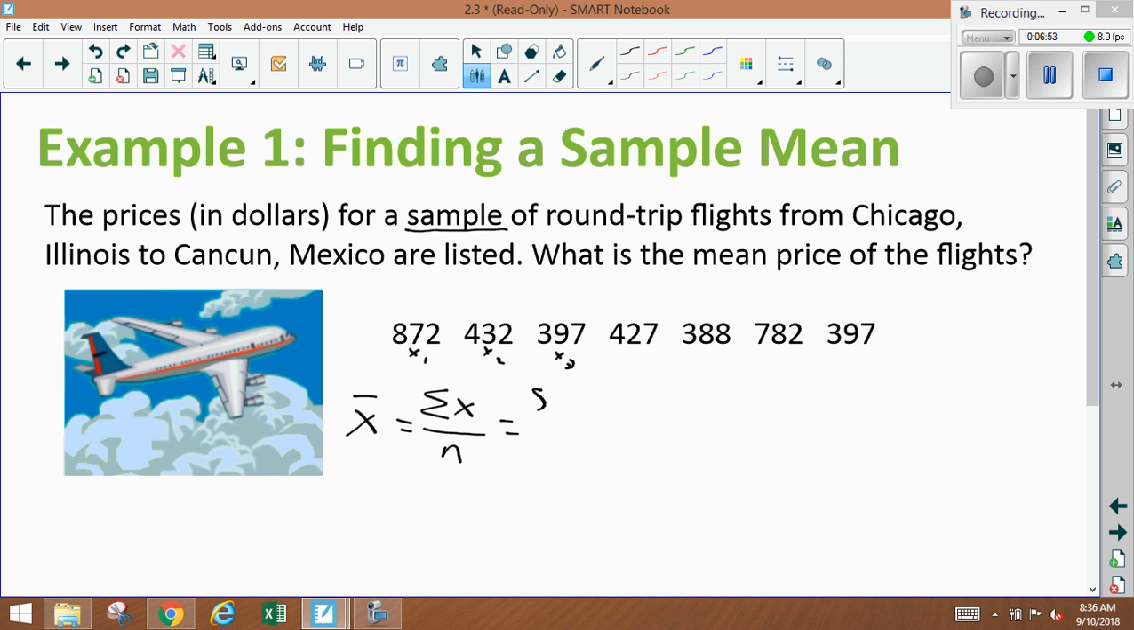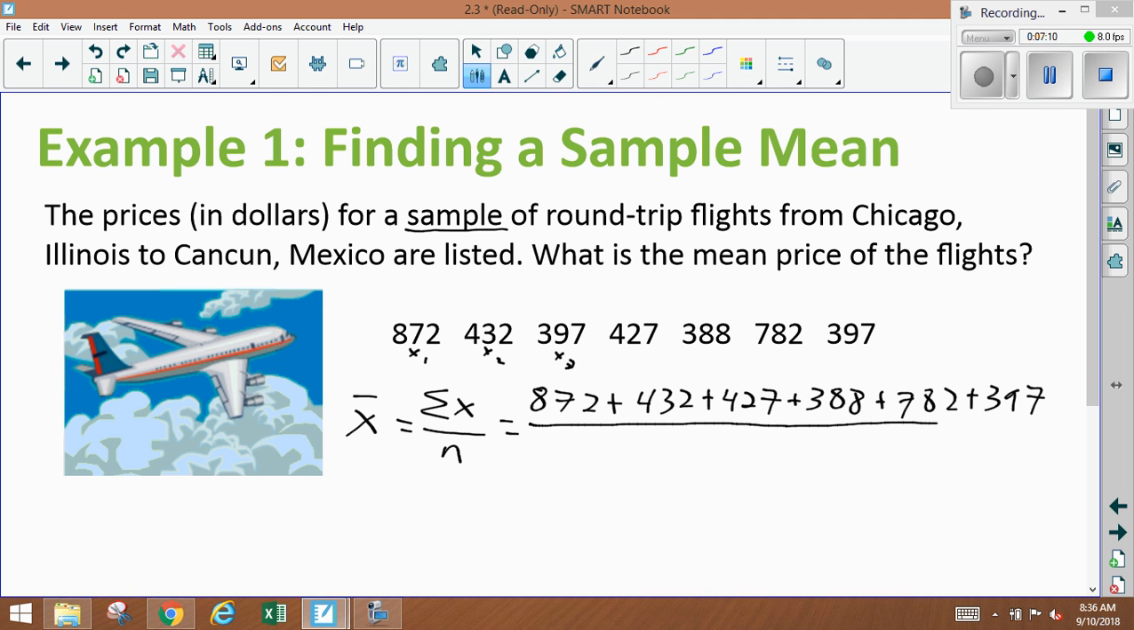So the sum is 832 plus 427 plus 388 plus 782 plus 397, all divided by, how many are there? 1, 2, 3, 4, 5. Whoa, I can't count right. 1, 2, 3, 4, 5, 6, 7.